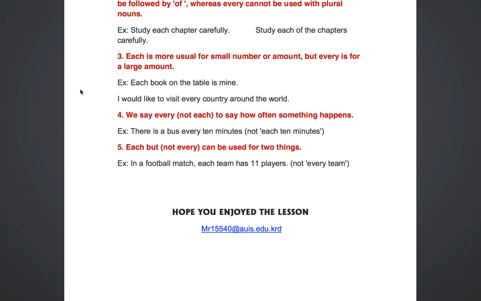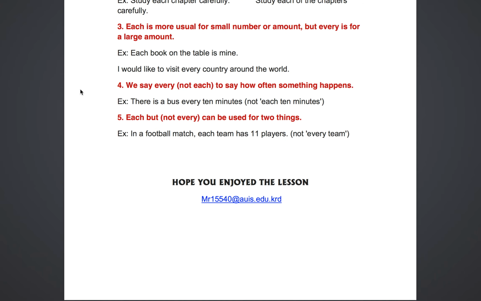Here is the other note. Each book on the table is mine. Each book. Just wait and think about the meaning. Each book on the table is mine. I would like to visit every country around the world. To visit every country: singular noun, but the meaning is that you talk about some different countries that you would like to visit. Fourth, we say every, not each, to say how often something happens.